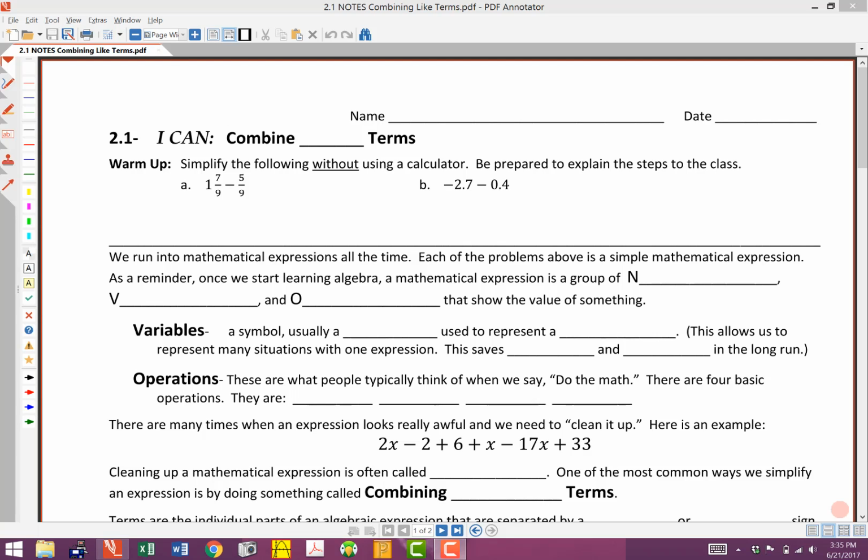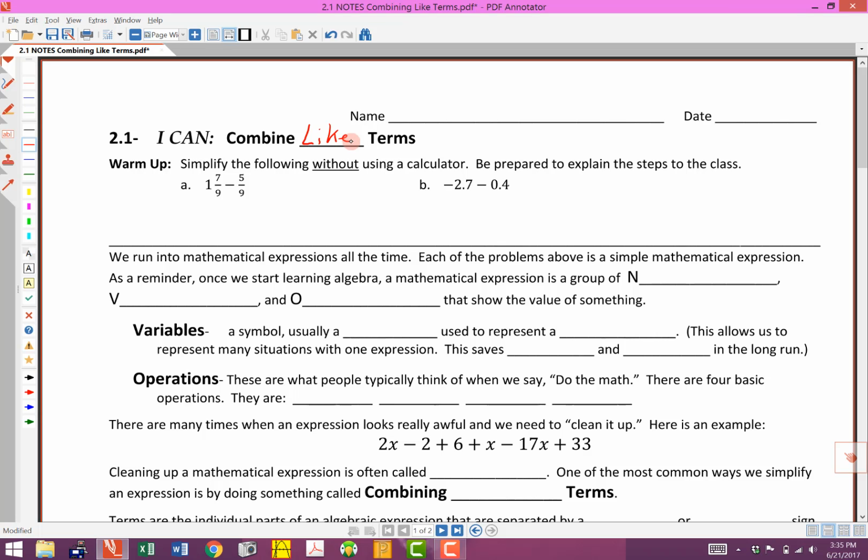Well, let's take a look at the beginning of this next unit. So this is Unit 2 and this is Section 2.1. What we're going to be learning about today is how to combine like terms. So we'll write the word "like" here. And we're going to talk about what like terms are and learn how to combine them.